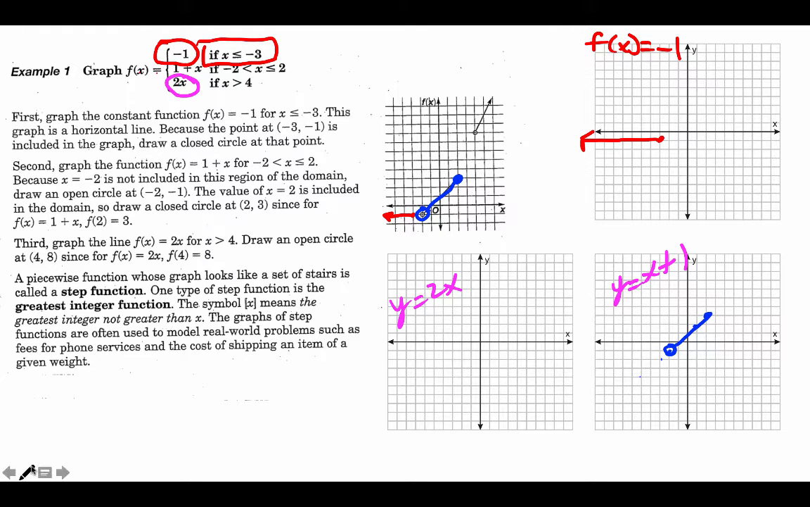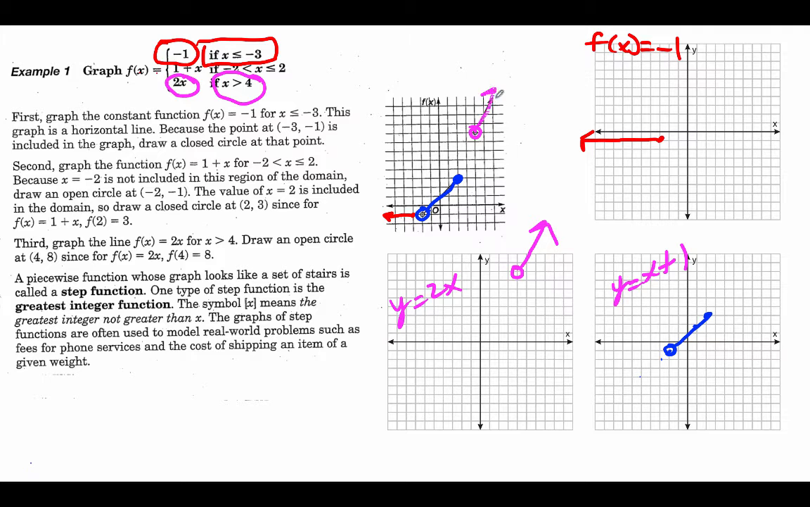And then the last one, I'm just going to graph the 2x, and I'm just going to graph it where x is greater than 4. Well, how do I know where to go? Oh, just put a 4 in there. 2 times 4 is 8. So I go 1, 2, 3, 4, 1, 2, 3, 4, 5, 6, 7, 8. I'm going where the x values are bigger than that, with an open circle. And now I just apply a slope of 2, and I go up through there forever. And that's this one up here.